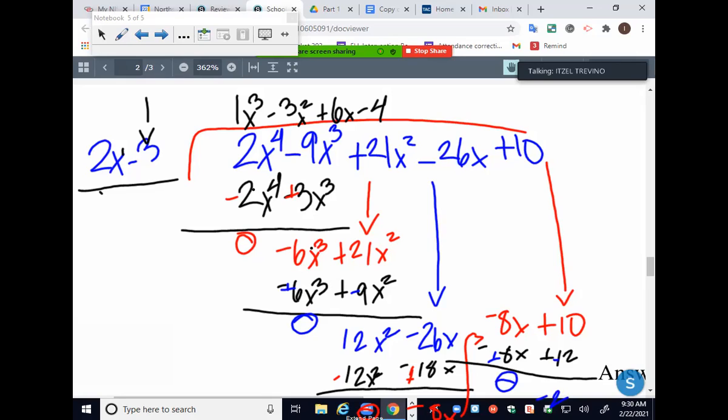Because I don't have anything else to bring down, this is my remainder. So my answer is up here in black. Okay. x cubed minus 3x squared plus 6x minus 4. And I have a remainder of negative 2.